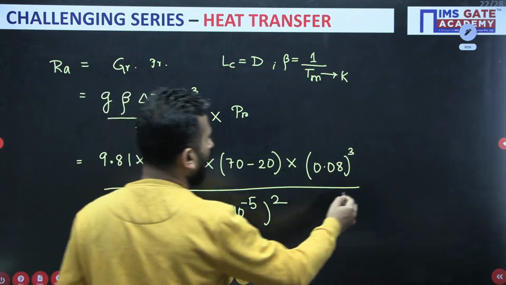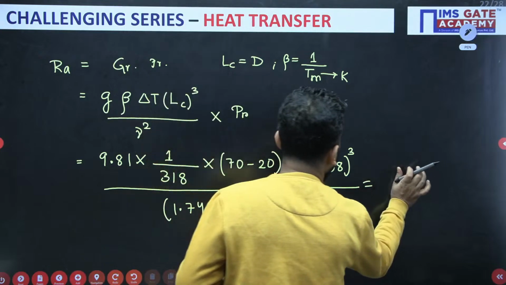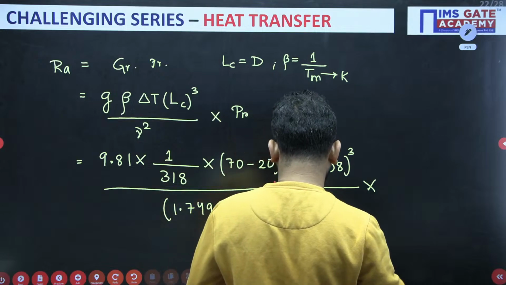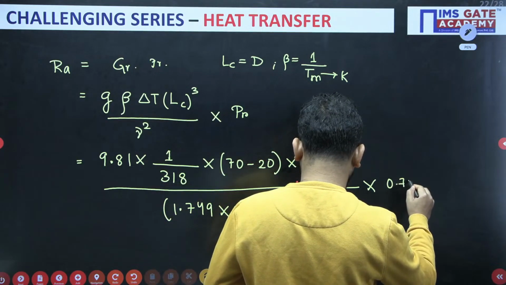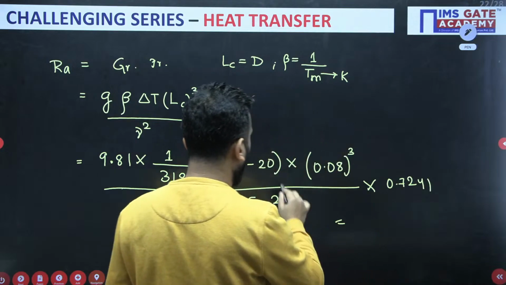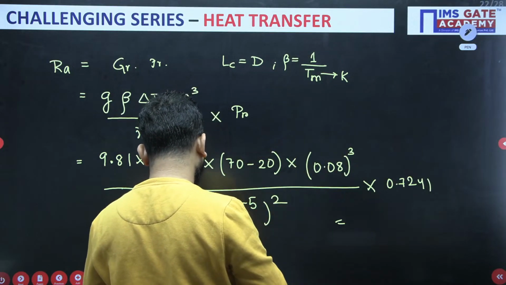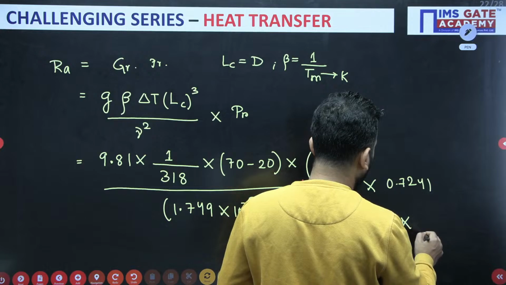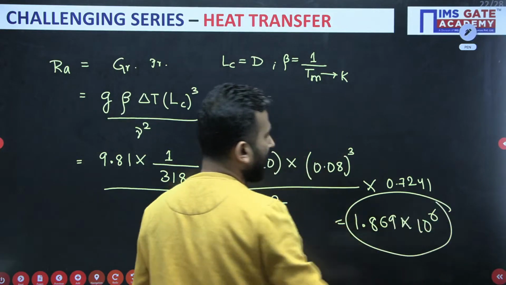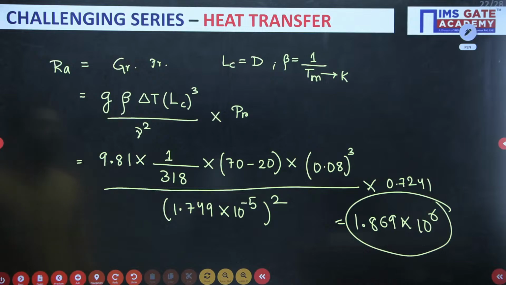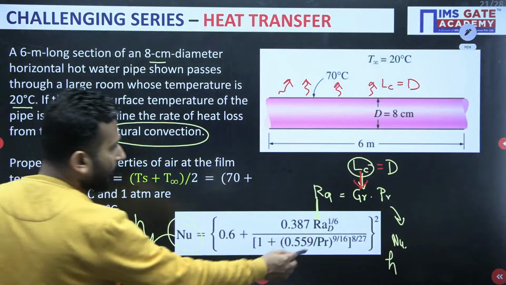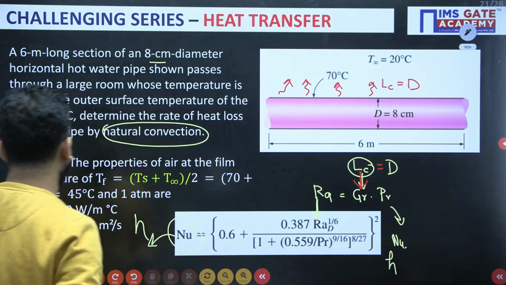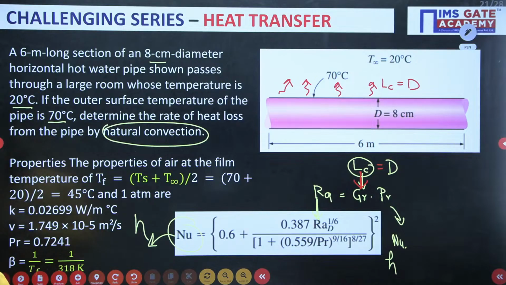So when you solve this, you will get the, wait, one thing is missing. Prandtl number is also given, and we have to multiply. And once you do the calculation, you will get the Rayleigh number to be 1.869 into 10 to the power 6. This is your Rayleigh number. What to do with the Rayleigh number? You will substitute over here. Prandtl number is also given. You will substitute over here, and finally you will get the Nusselt number.